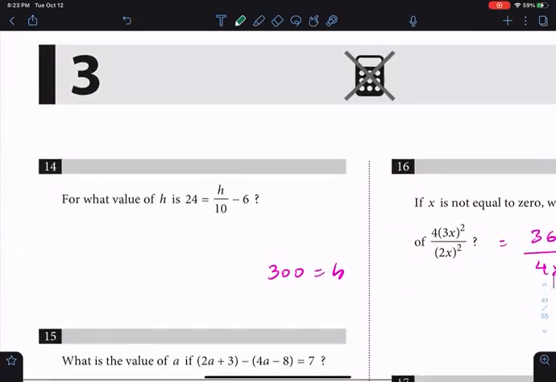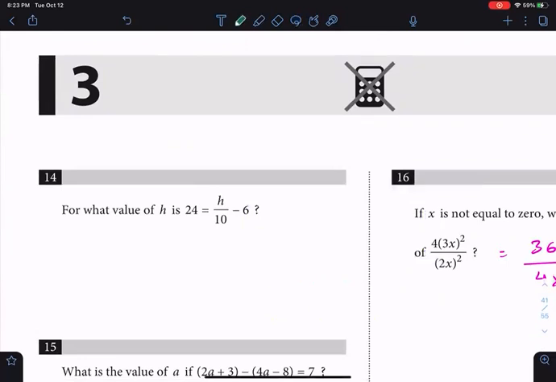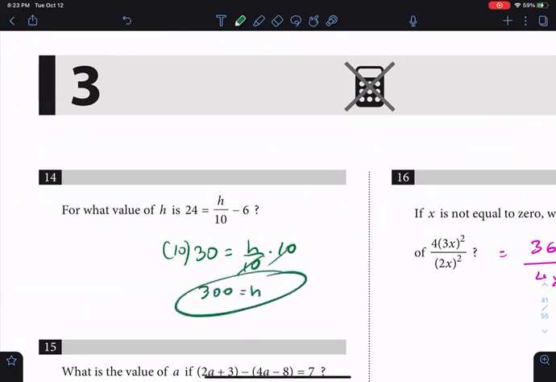And now the other part, right? So this one is straightforward. You need to solve for h. Add 6 to both sides. You get 30. This is h over 10 multiplied by 10. Done, right? H equals 300. Next, 15.